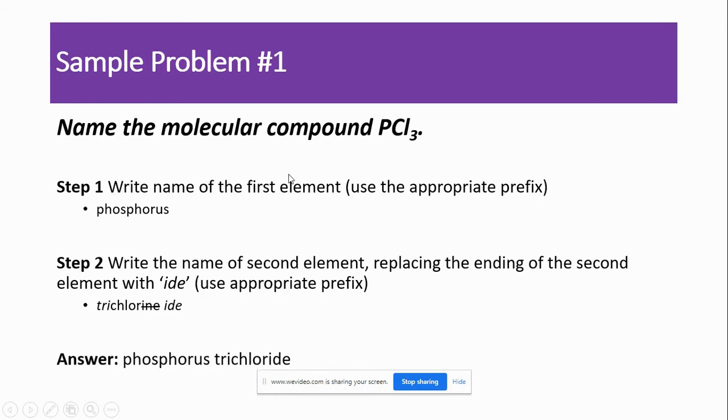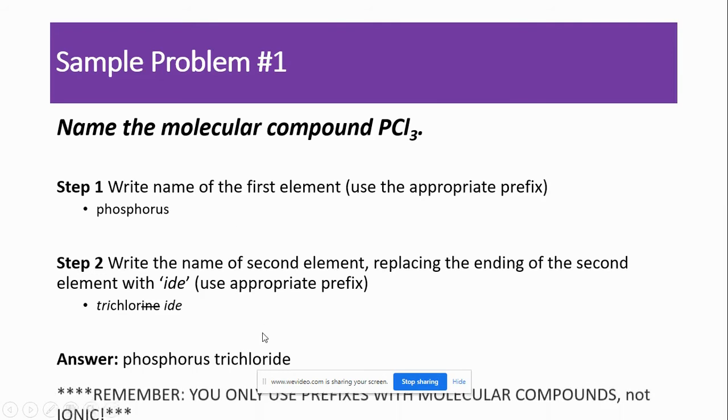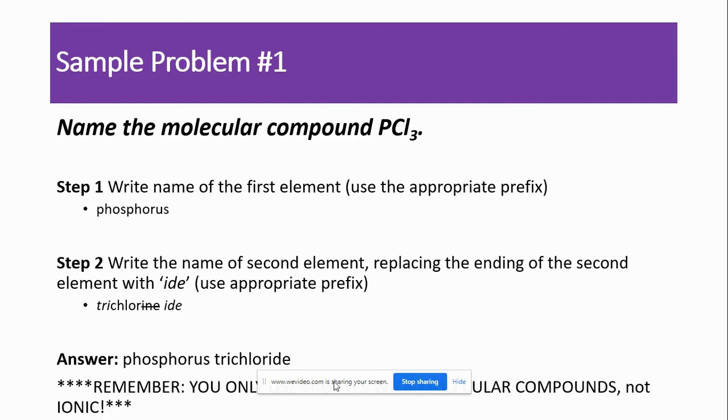So remember to refer to these sample problems as you're working through your worksheets. Remember, you only need to use prefixes with molecular compounds, not ionic. So if you see 2 nonmetals, you know right away you're using prefixes.